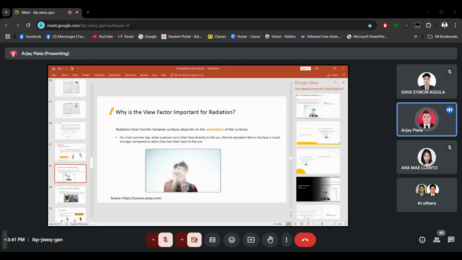One example that I gave you earlier is when you are on the beach. When you turn your face directly to the sun, the sensation felt on the face is much stronger compared to when you turn your back to the sun. So that's the concept of view factor.